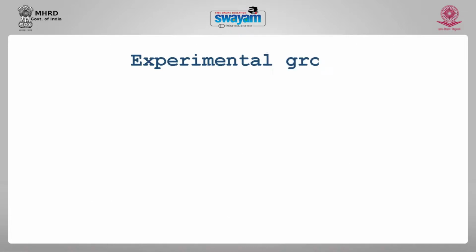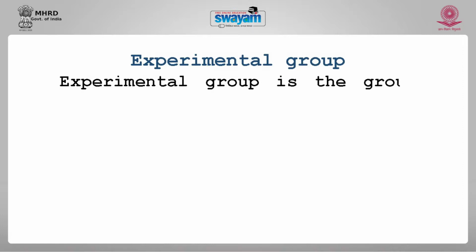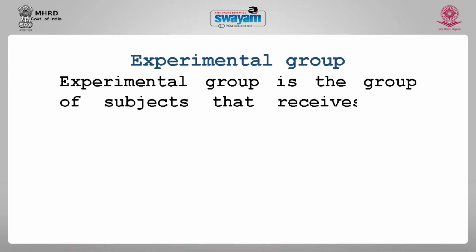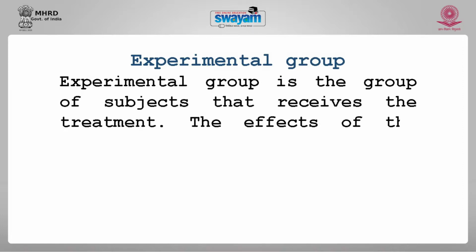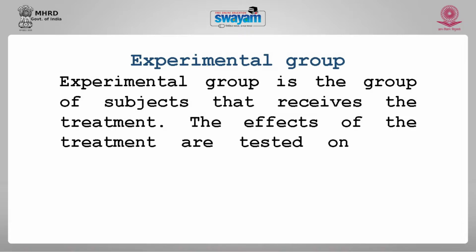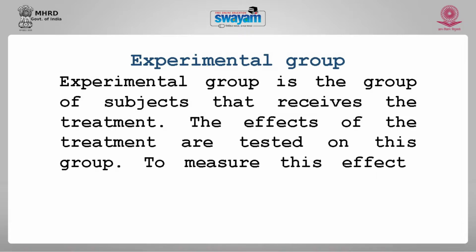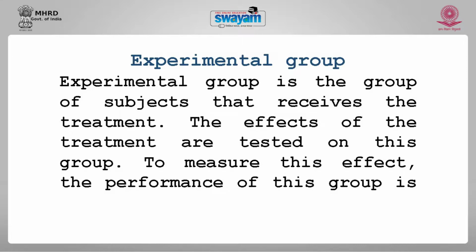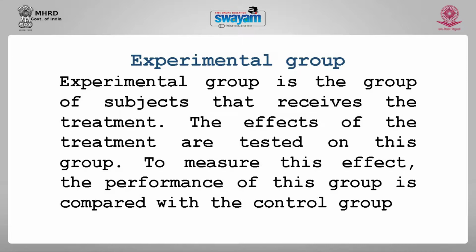Now let's examine the experimental group. Experimental group is the group of subjects that receives the treatment. The effects of the treatment are tested on this group. To measure this effect, the performance of this group is compared with the control group.